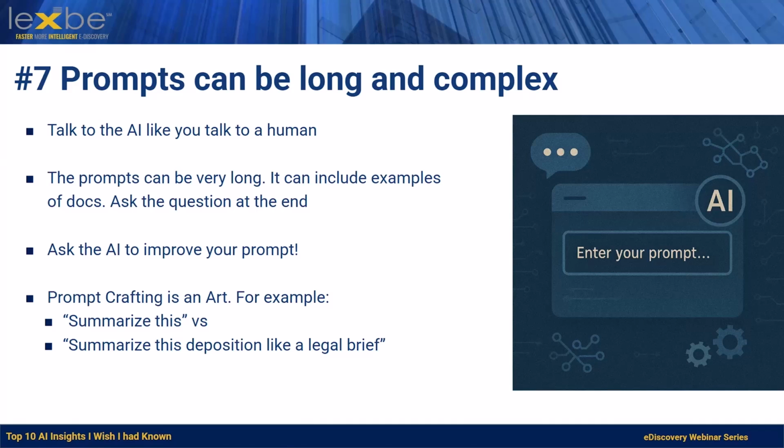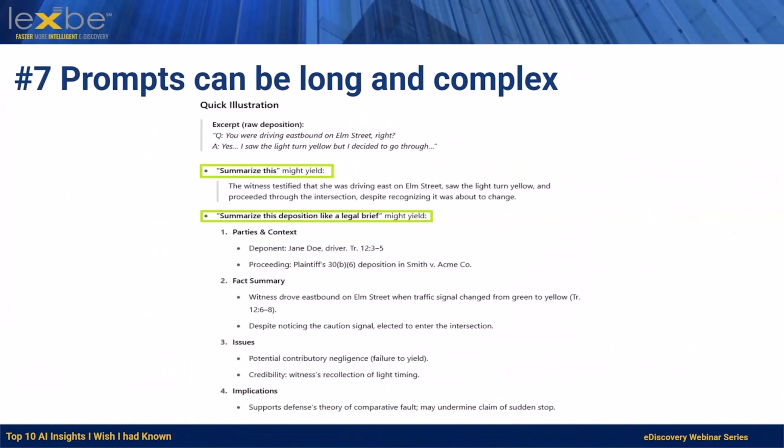Okay, so let's take an example of that. Summarize this versus summarize this deposition like a legal brief. And here it is. Basically, you see part of a raw deposition excerpt there at the top, and then in green is the summarize this. And if you're talking like that, you just get a very generic, the witness testified that she was driving east on Elm Street, saw the light turn yellow, and proceeded through the intersection despite recognizing it was about to change. That is an accurate summary, and that's what you ask for.